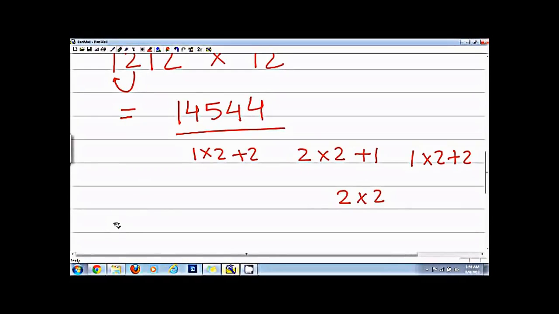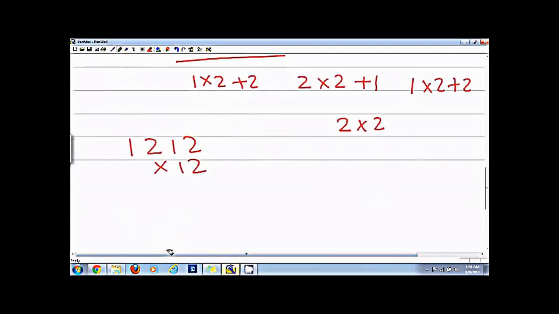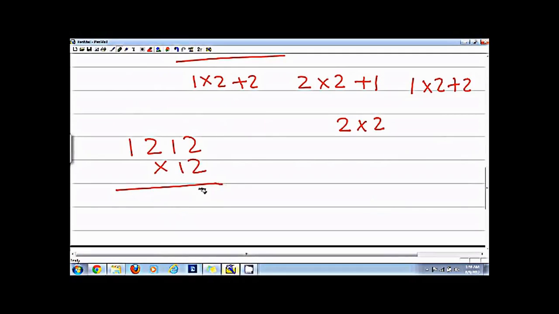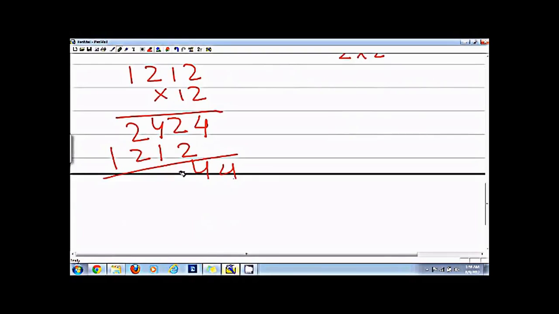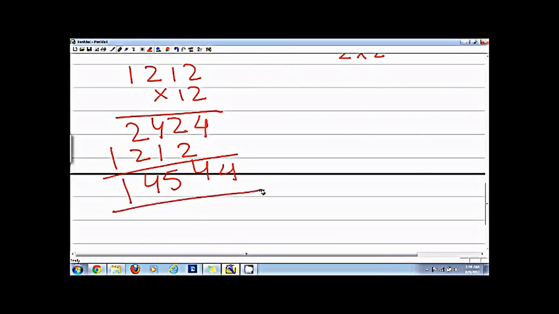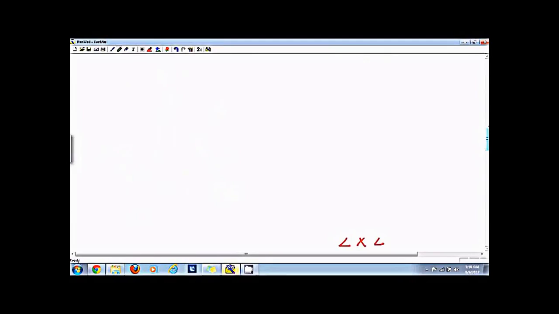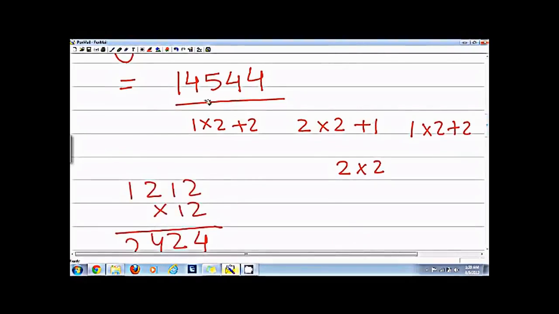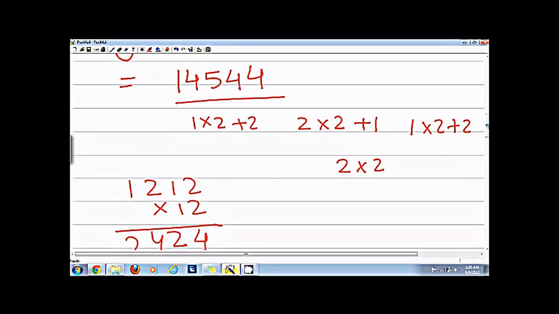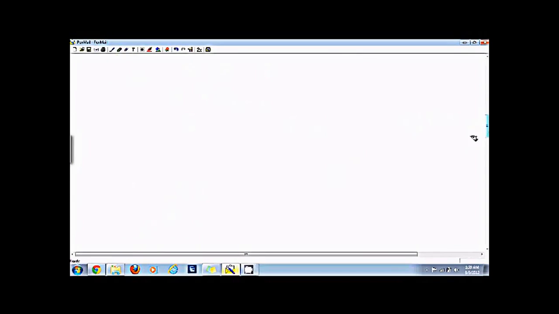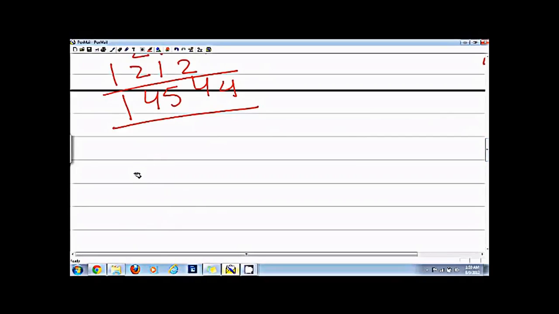I'll say 1212 into 12, and that will be equal to 4242, and then 2121. So the addition is 14544, and that is what I think I got as my answer. So 14544 is the answer. So that trick works, and this way you can multiply a number quickly by 12.